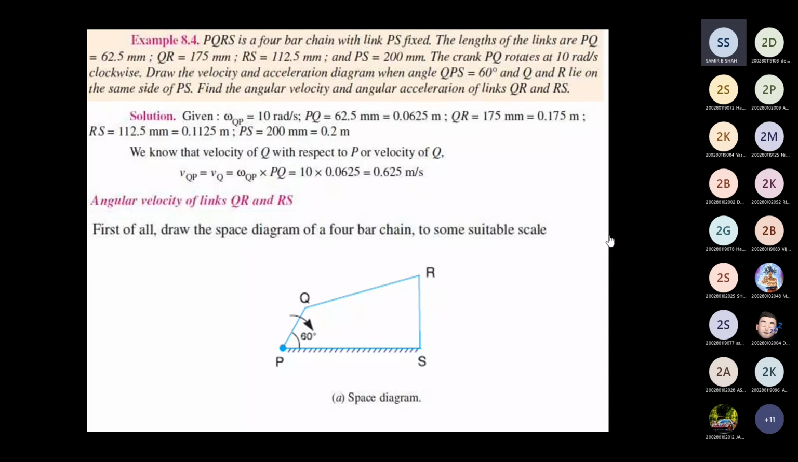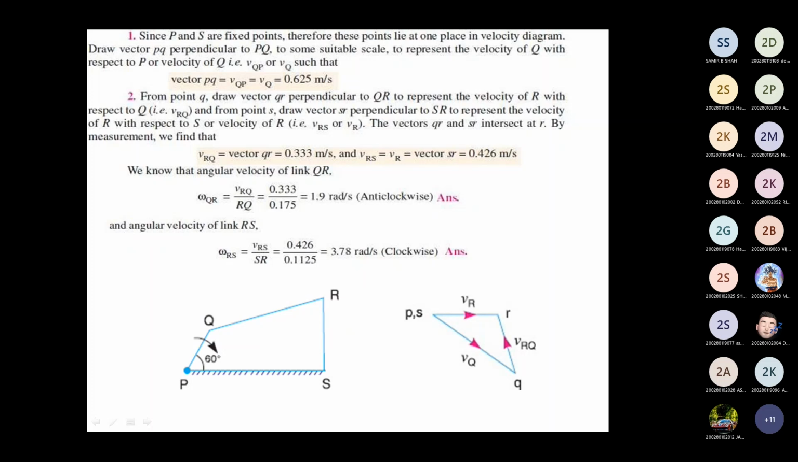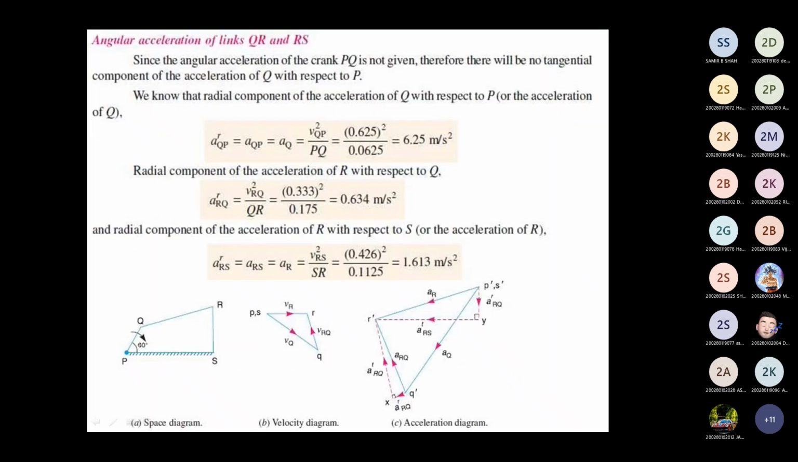In the second example, that is based on forward chain mechanism, in the velocity diagram we know that whichever fixed points are there may be considered as one point. So we are once again doing the same revision for the acceleration diagram.